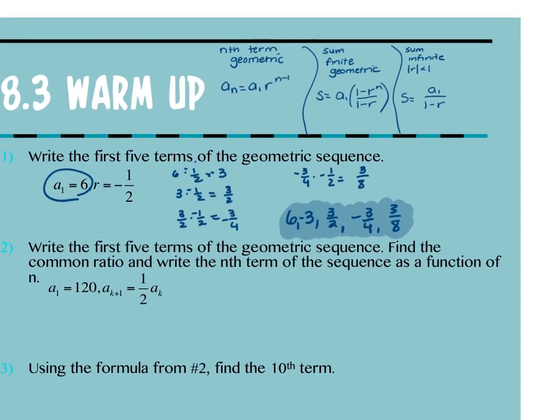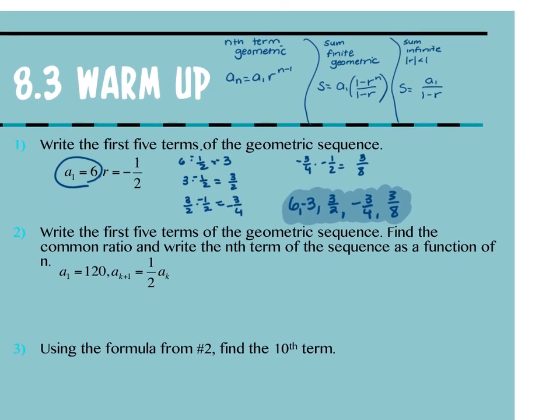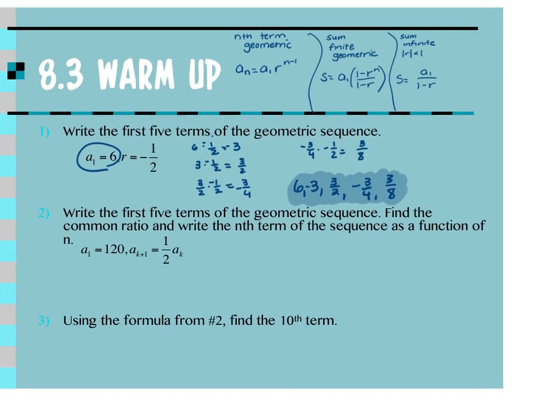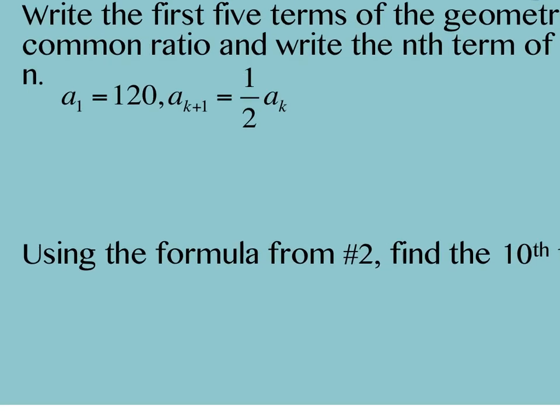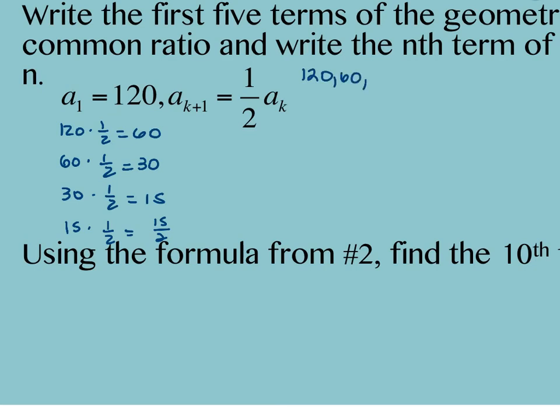All right, write the first 5 terms of the geometric sequence, find the common ratio, and write the nth term of the sequence as a function of n. So there's 3 parts to this. The first part is finding the first 5 terms, and this originally starts as recursive, but it's also telling you it's geometric. So I would do 120 times 1/2, which is 60, then 60 times 1/2, which is 30, 30 times 1/2, which is 15, and 15 times 1/2, which is 15 over 2, or 7.5. You could write it any way you want. So the 5 terms are 120, 60, 30, 15, and 15 over 2, or 7.5.